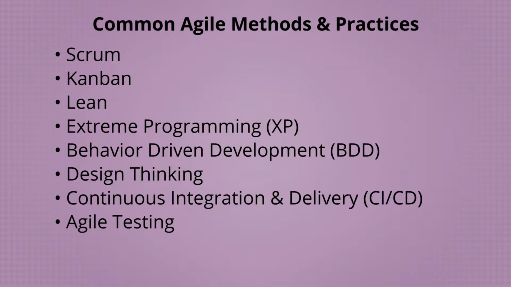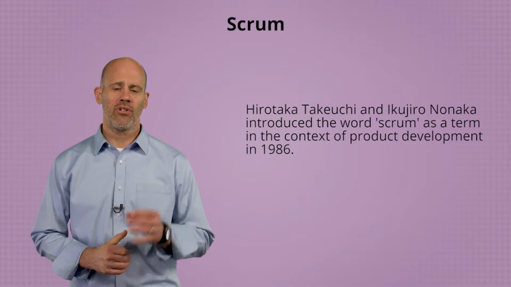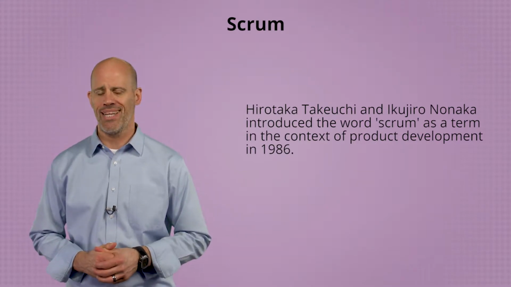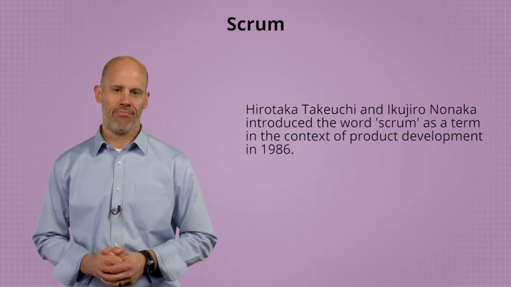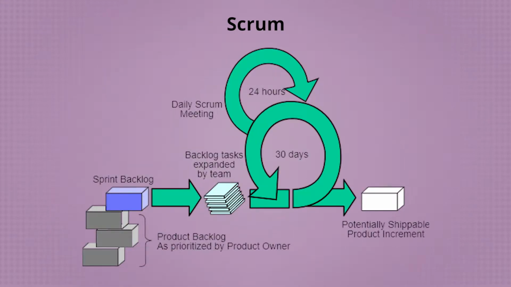Now in Scrum, Hirotaka Takeuchi and Ikujiro Nonaka introduced the word Scrum as a term in the context of product development in 1986 in their article on the new product development game. So Scrum's been around for a while. Scrum's an agile approach for managing product development and delivery. Teams or squads work as a unit to accomplish a mission. Scrum and Agile in general challenges those assumptions of the traditional sequential approach to product development.